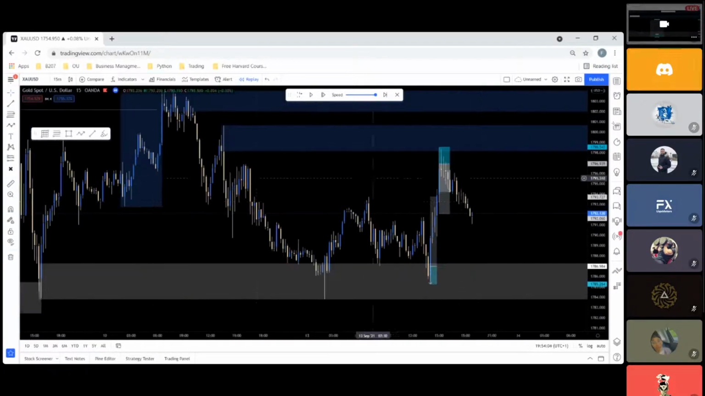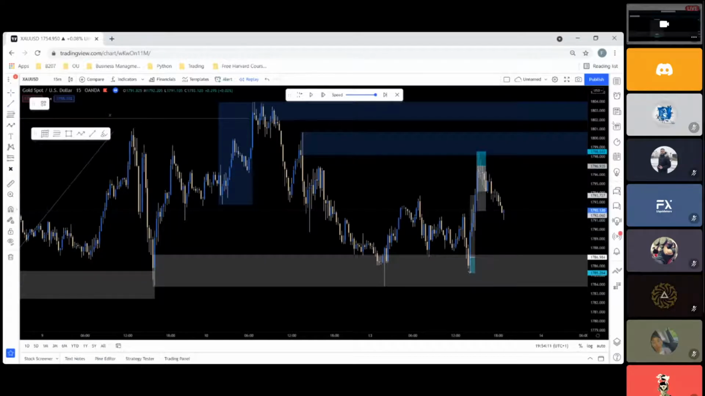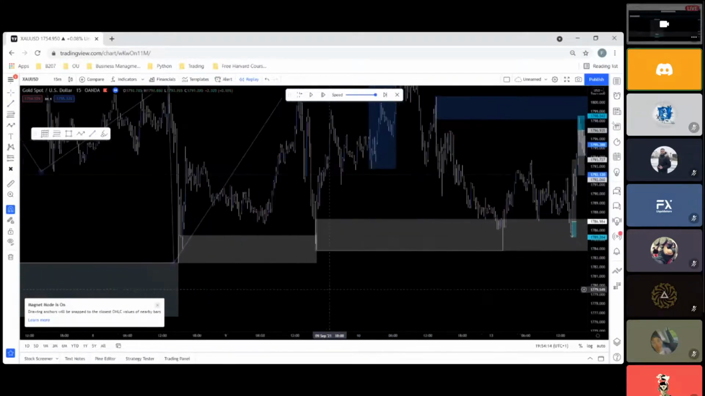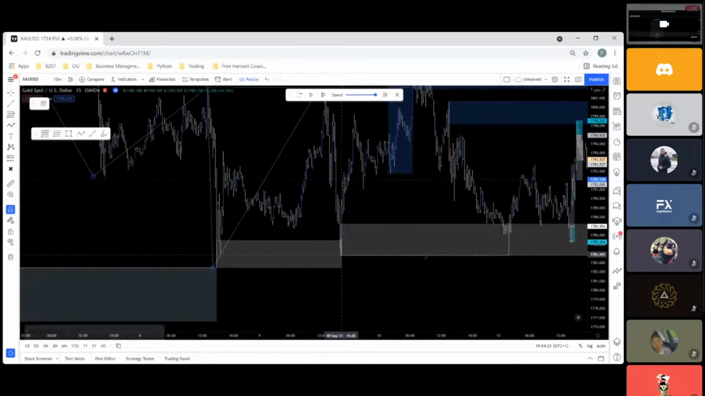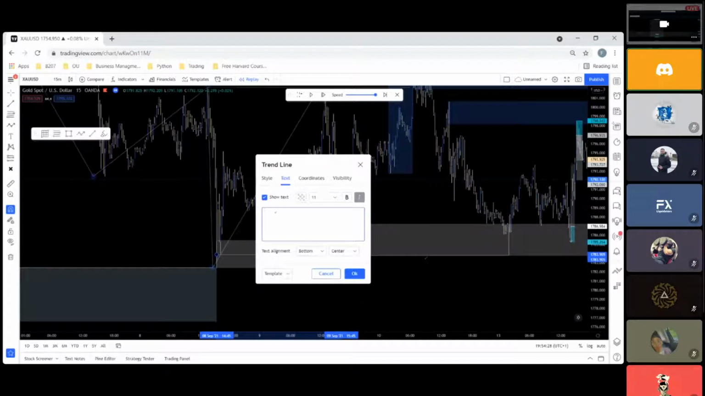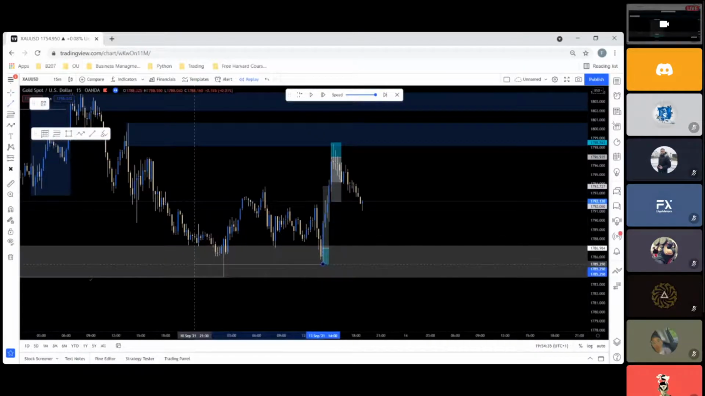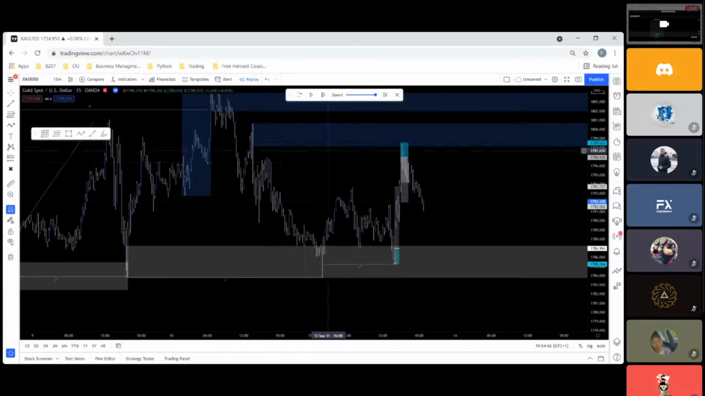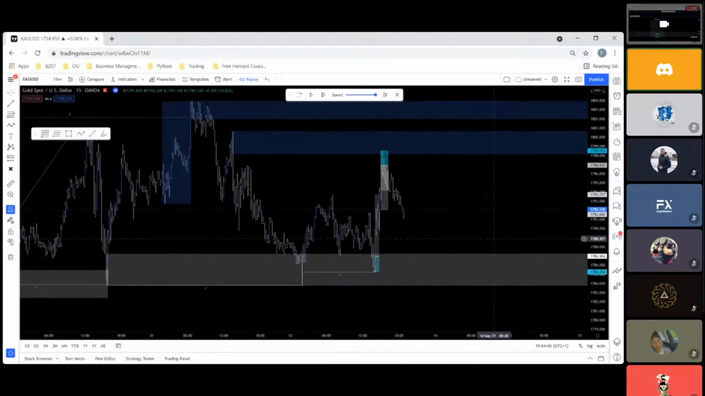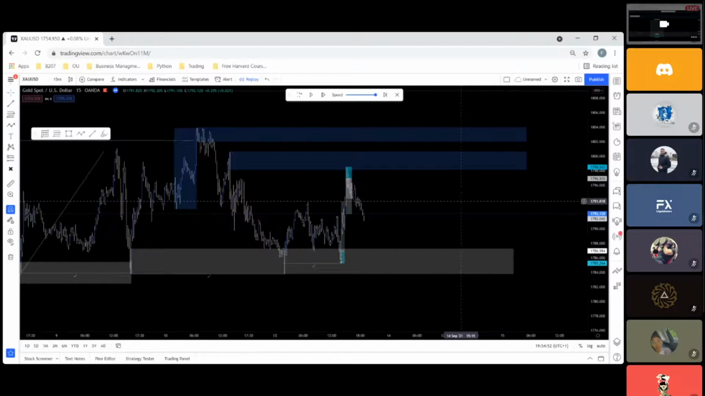So in terms of a bias from this point, let me just take a second to see what's happening with structure. So for now, we've held this. We've held this. And we've held this. So structurally, you could argue we're going to come down into here and start going to the top side. So we'll see what price is doing.